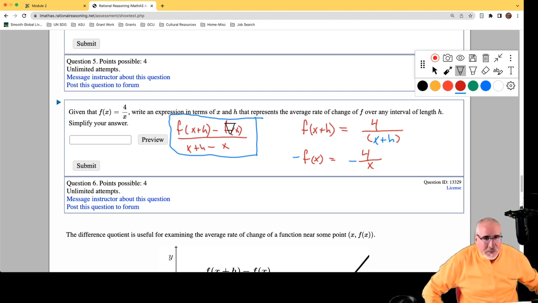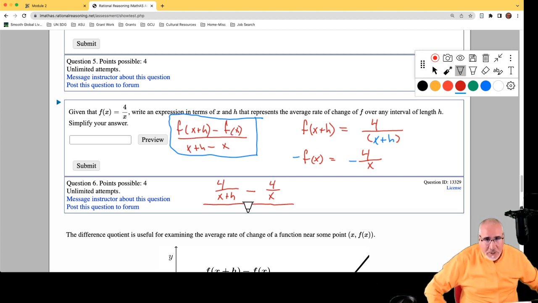Okay, so f of x plus h. So that's this part over here, 4 over x plus h. So let's write that. Minus f of x. So that's this part here. That's where that minus is, minus 4 over x. And this is where in the denominator we might go ahead and simplify. X minus x is 0, so all that we have is h. So when we have fractions that we're dealing with, one technique is to get a common denominator.